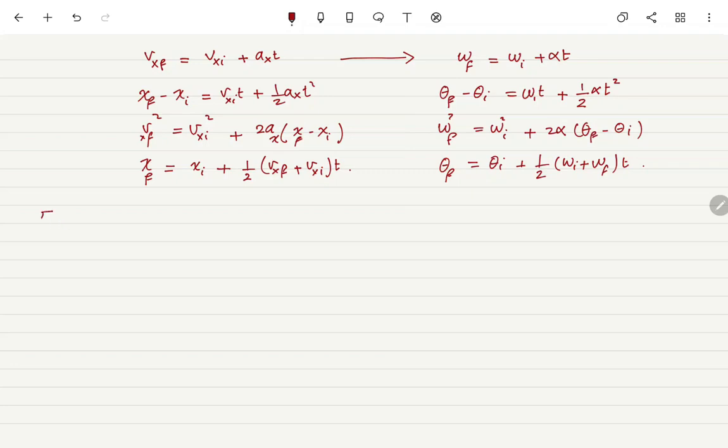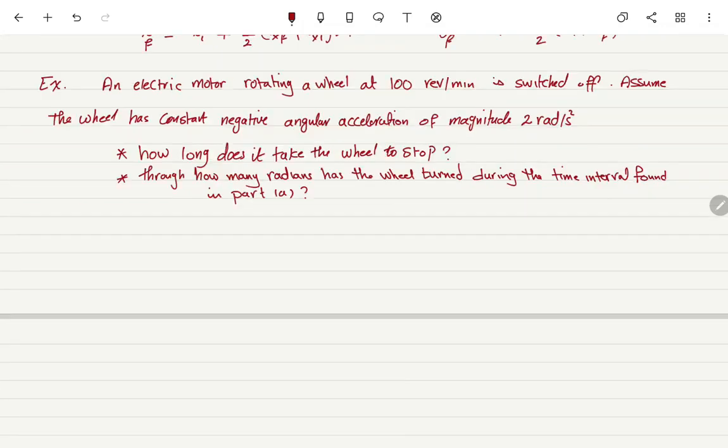Let's have an example here. An electric motor rotating a wheel at 100 revolutions per minute is switched off, assuming that the wheel has constant negative angular acceleration of magnitude 2 rad per second squared. Now question: how long does it take the wheel to stop, and through how many radians has the wheel turned during the time interval found in part 1?